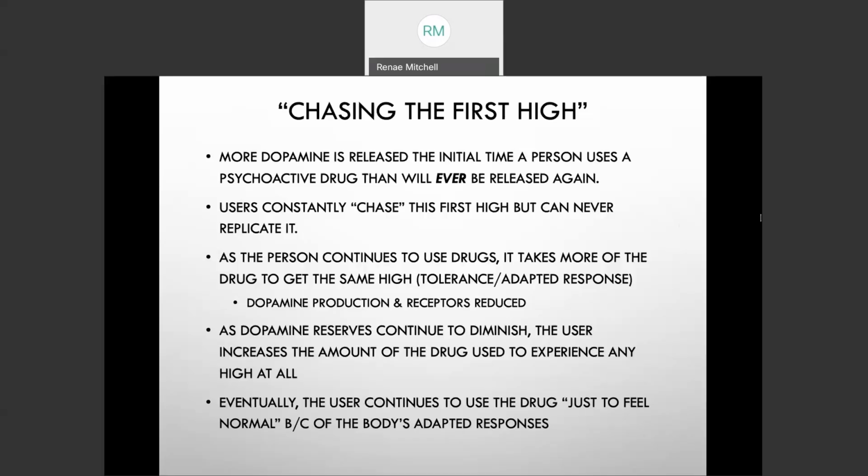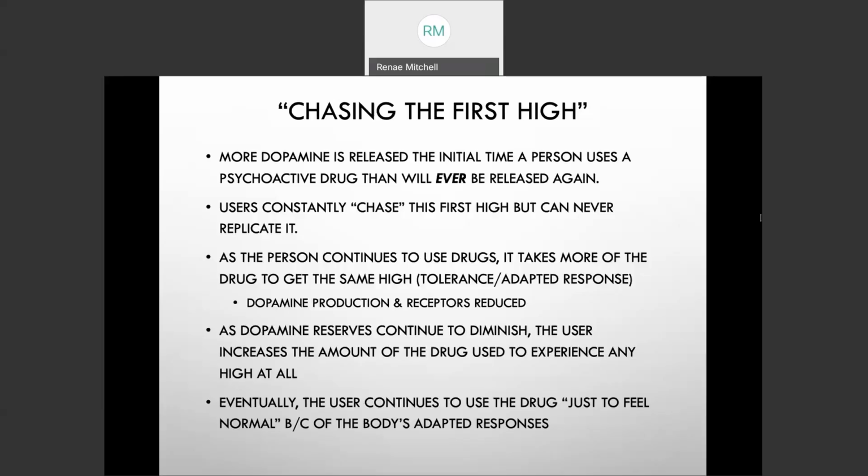And additionally, there's a factor that keeps people using drugs: the first time a drug is used, the amount of dopamine that's released will be higher than it will ever be with the use of that drug. So at the first time a person uses a drug, more dopamine is released than will ever be released again. And that hooks someone, quite literally, to constantly be chasing that first high and that first pleasurable experience. But because of the nature of the way dopamine works and the way drugs work in our brain, it can't be replicated. And so the person continues to use the drug. So it becomes this chronic habit.